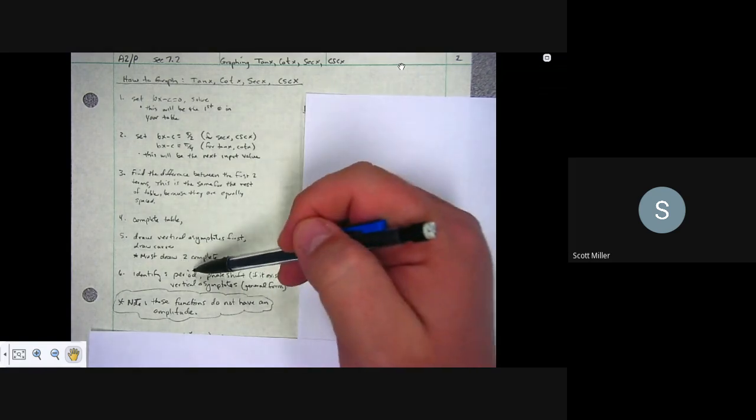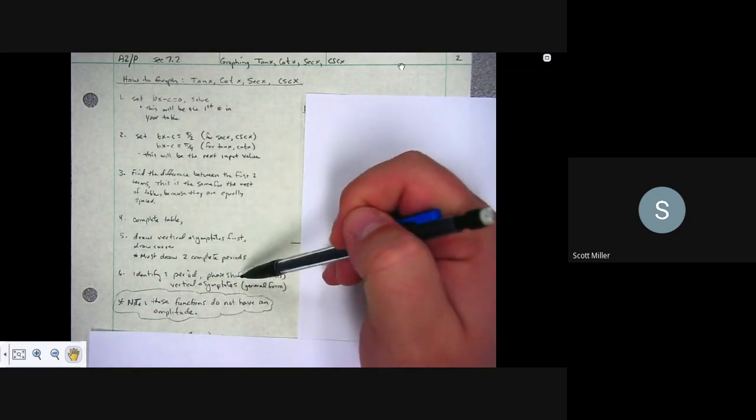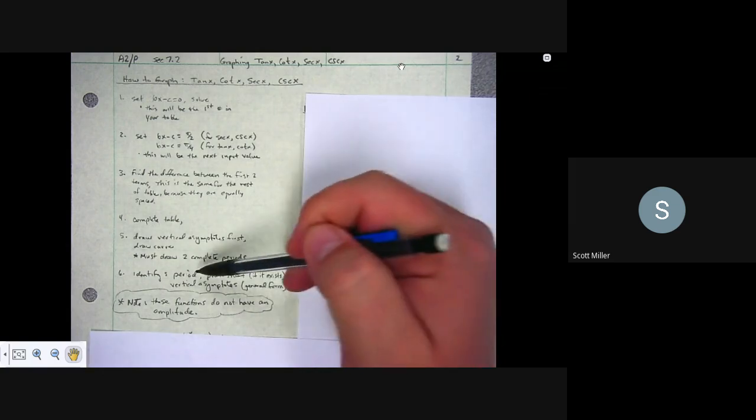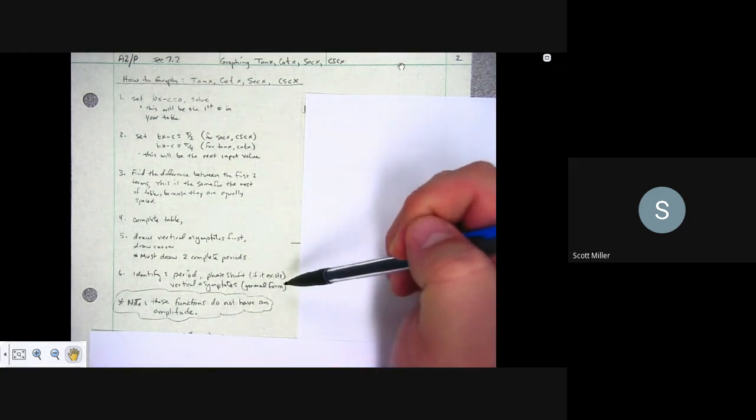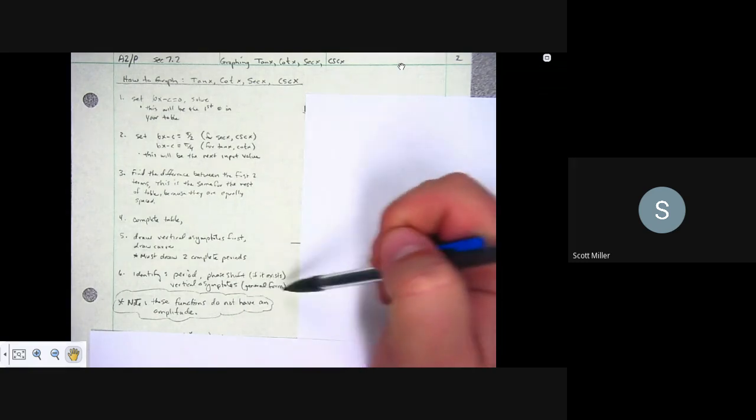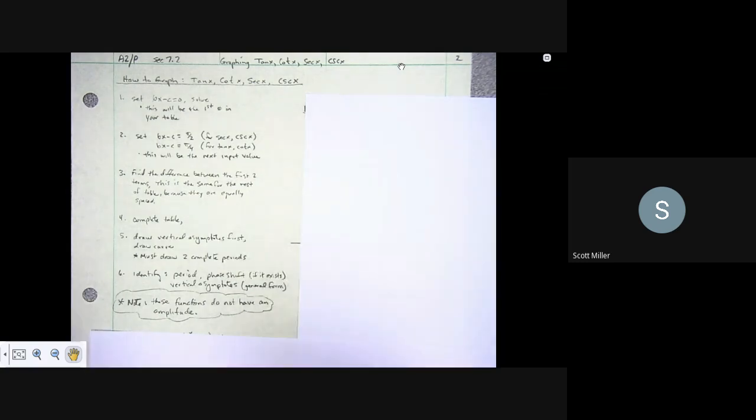Make sure you identify the period, the phase shift if it has one, and the vertical asymptotes in general form. That's what the plus or minus n pi thing is. You need to make sure that you have the general form. Don't just list the ones you see, you have to list all of them. Okay? And I already said this right here. Note that these functions do not have an amplitude.